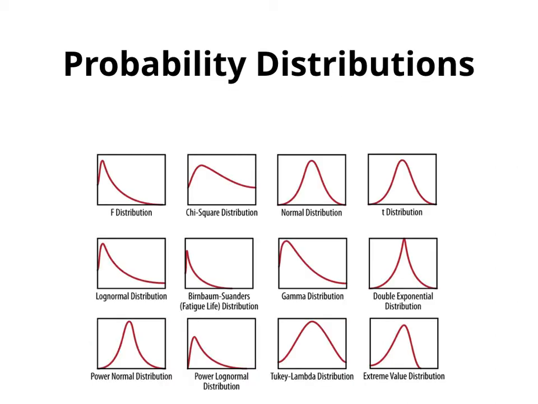So anyway, to summarize, there's a lot of probability distributions out there, but because they have similar properties, we can respond to them in similar ways. We can always select an alpha, and we can always perform hypothesis tests.